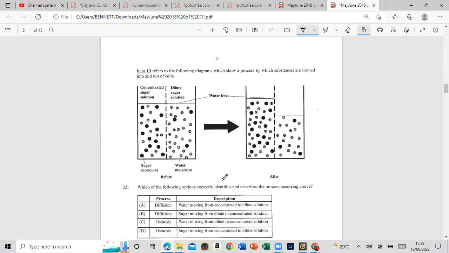A, diffusion. Is it diffusion? Water moving from the concentrated to the dilute solution. That would not be correct since the sugar is the concentrated one. So we can eliminate diffusion right here. All right? So let's look at C. Osmosis, water moving from the dilute to the concentrated solution. I will go with C because, as you can see, this one is the dilute, it's less, so it's moving there. And that is osmosis, moving from a dilute to a concentrated area.